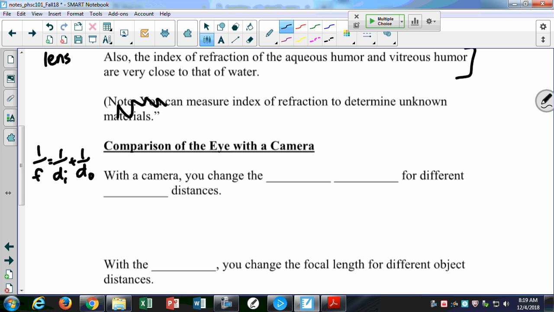Uh-huh. Because when you want to focus, when you're zooming in or out, you're focusing based on where the object is. Like if I look at you, and then I try to look at Dallas behind you, my eyes have to change. I can't focus on both of you at the same time. Like right now, Dallas is kind of fuzzy, but now you look fuzzy. Okay? It's true with a camera too. So with a camera, you change the image distance for different object distances.